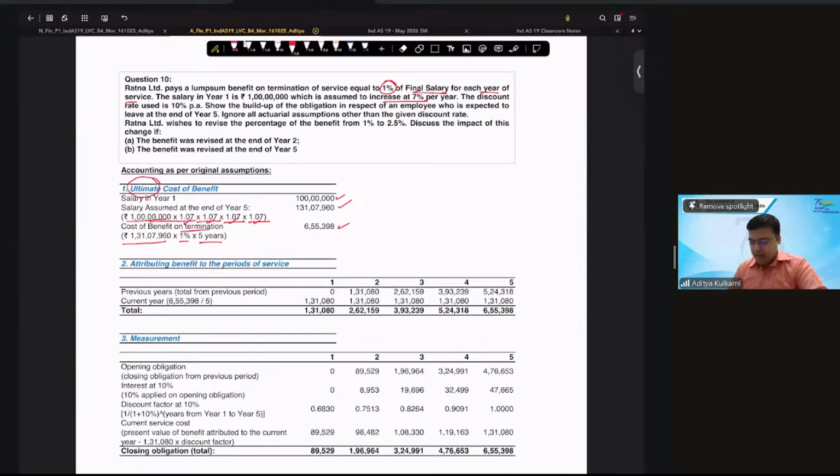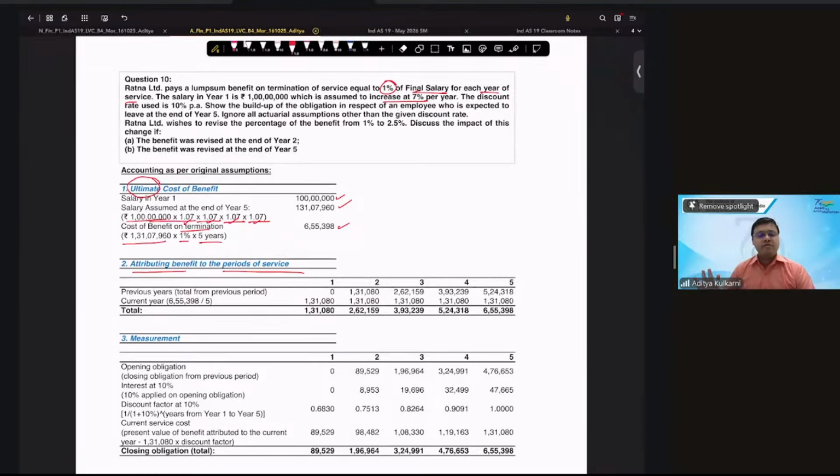We call this the ultimate cost of benefit. Meaning, based on my assumptions today, the ultimate cost of benefit to the company will be 6,55,398 rupees. Now tell me, is this benefit suddenly crystallizing in year 5 or crystallizing in year 1, or should it be gradually crystallized over a 5-year period? Gradually crystallized. So what we do next is we attribute the benefit to the periods of service. How many years do I have? Sir, I have 5 years.